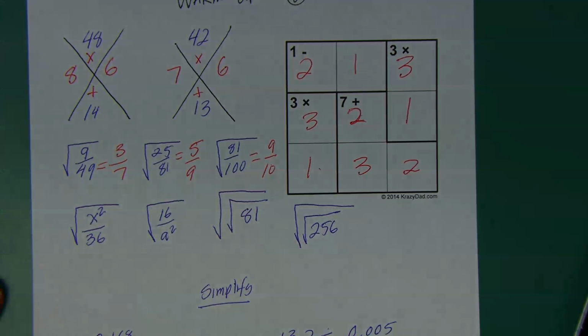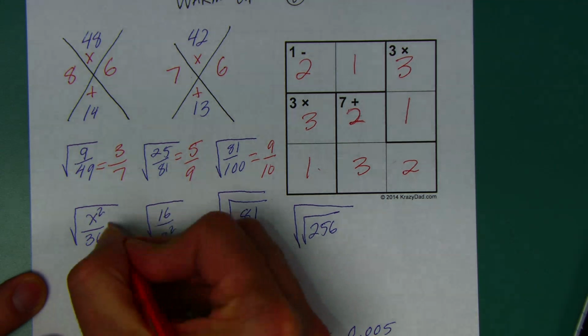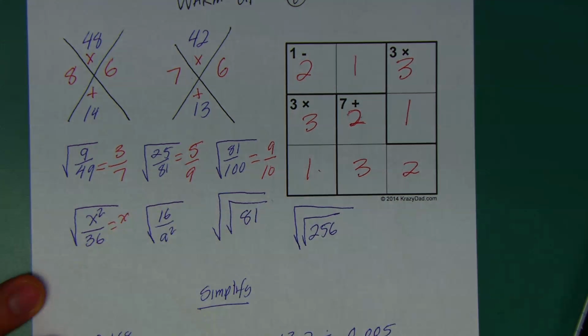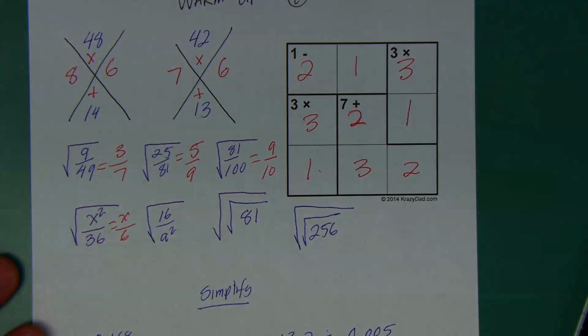How about the square root of x to the second power over 36? Well, what times itself is x to the second power? Well, that's x, right? And what times itself is 36? 6. So this ends up being x over 6. Don't be afraid of those variables.